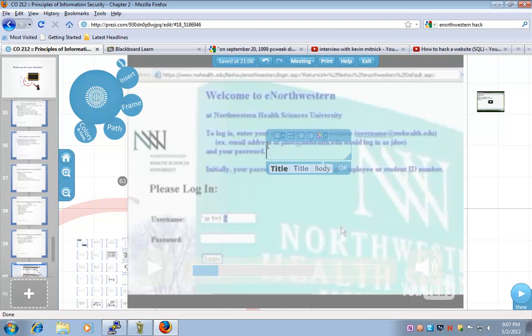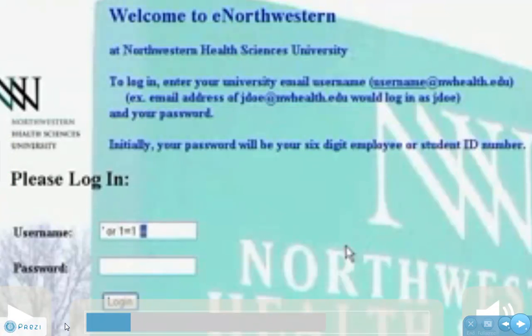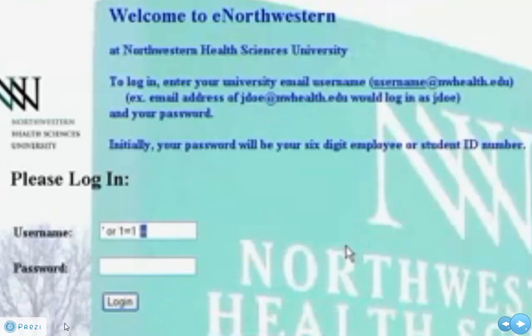Well, we might need to. What I'm worried about is that you can't see what he's typing here. What he's typing in there is fairly important. If this is the text box, he's putting a single quote, which in SQL is how you delimit strings. So he ends a string, then he says or 1 equals 1.